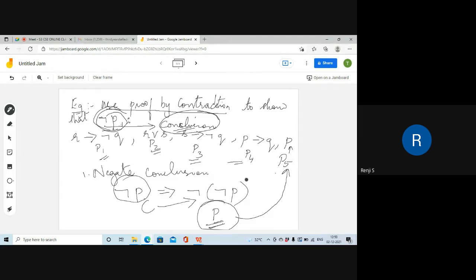This is the first step which you have to do when you are applying the proof by contradiction. Now you have 5 premises. From these premises, applying the step-by-step procedure, we have to reach the conclusion. The last step should be F. You have to reach the contradiction. A contradiction means F. If you reach a contradiction F, then it means that the negation that you had taken is false, which means not P is true.